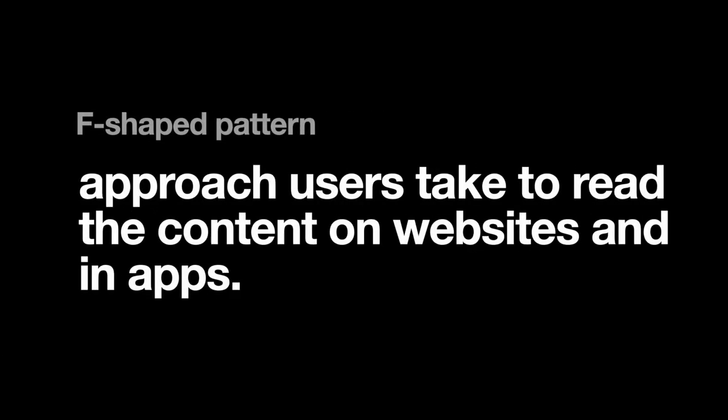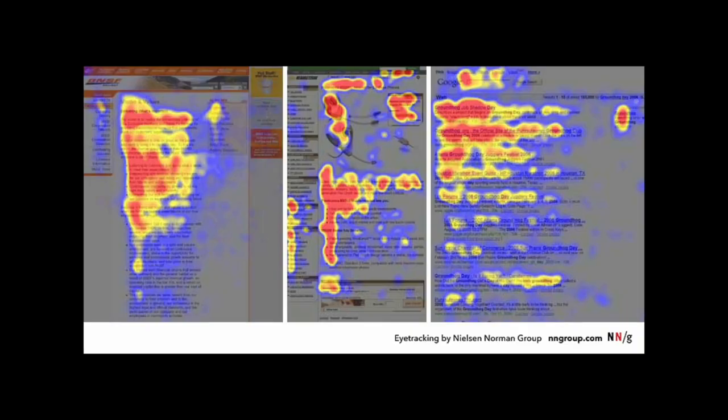The F-shaped scanning pattern is an approach users take to read the content on websites or in an app. You may wonder why it's called F-shaped. This pattern was coined by Nielsen Norman Group when they studied how people read content on the web. They tracked the eye movement of people who read the web pages and created a heat map with areas of user interests. The heat map looked somewhat like a letter F. Apart from that, F also means fast.